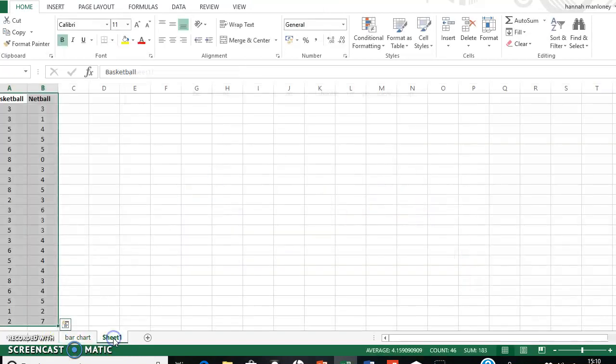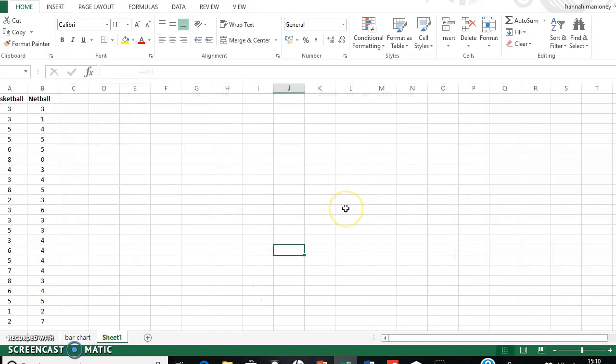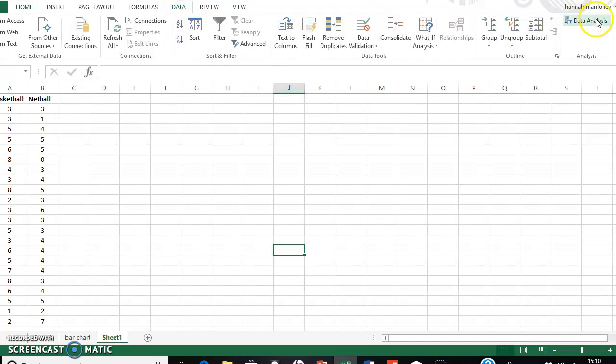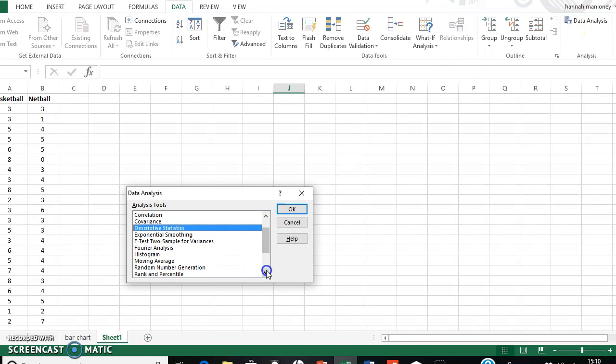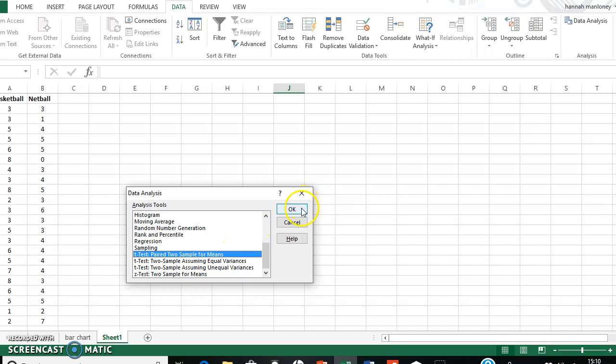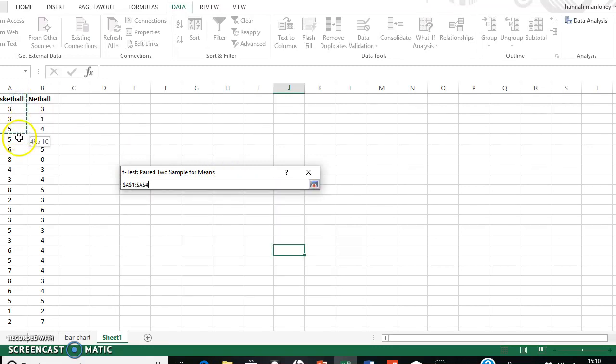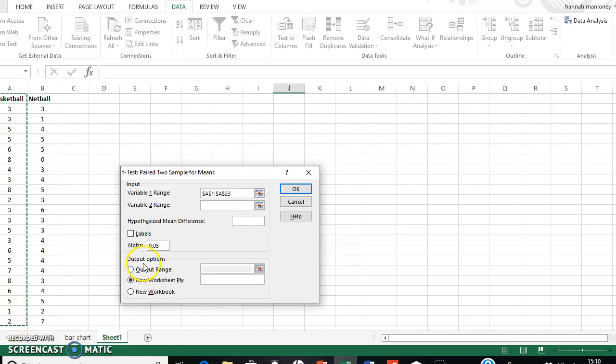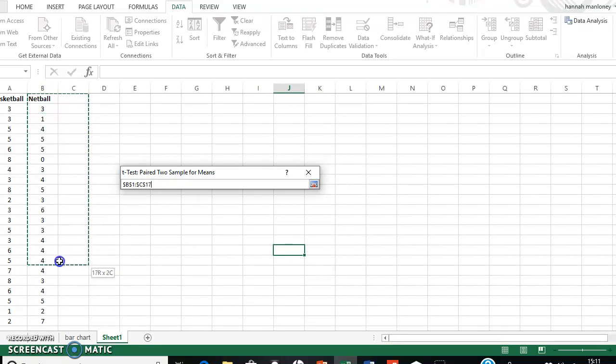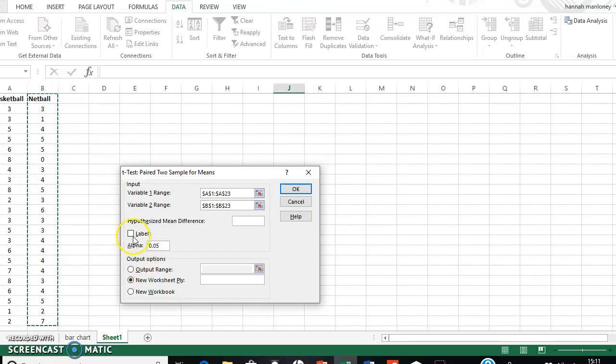So now I'm going to go back to my original sheet and do the t-test. For this, I'm going to need the data analysis again. And this time you go down to the t-test paired two sample for means. We then put basketball in range 1 and netball in range 2. Add the labels, make sure my alpha is 0.05.